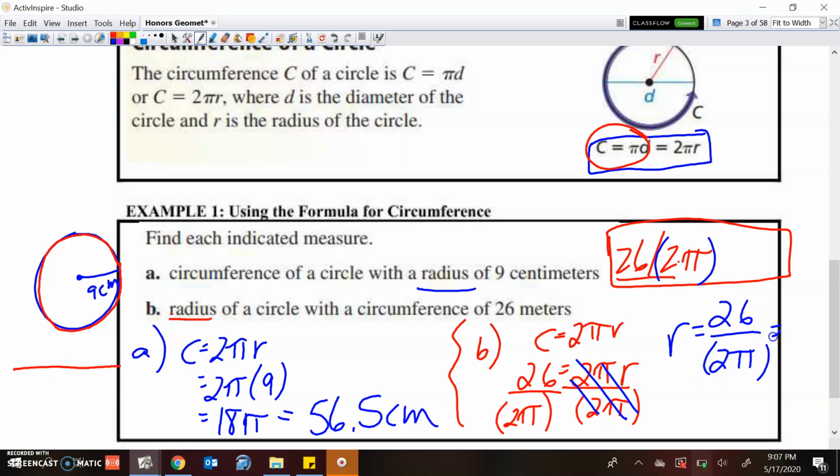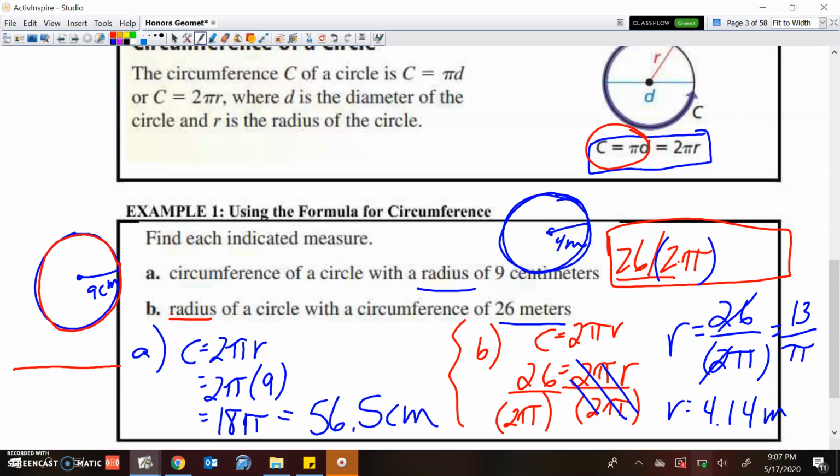Or you could just simplify that. 26 divided by 2 is 13. So I could also just do 13 divided by pi. I'm going to get the same answer either way. Okay, and that comes to be about, my radius is about 4.14, and here we're talking about meters. Okay, and again, that makes sense. If I had a circle and that whole distance around was 26 meters, a radius of 4, obviously it's going to be smaller. It's equivalent.